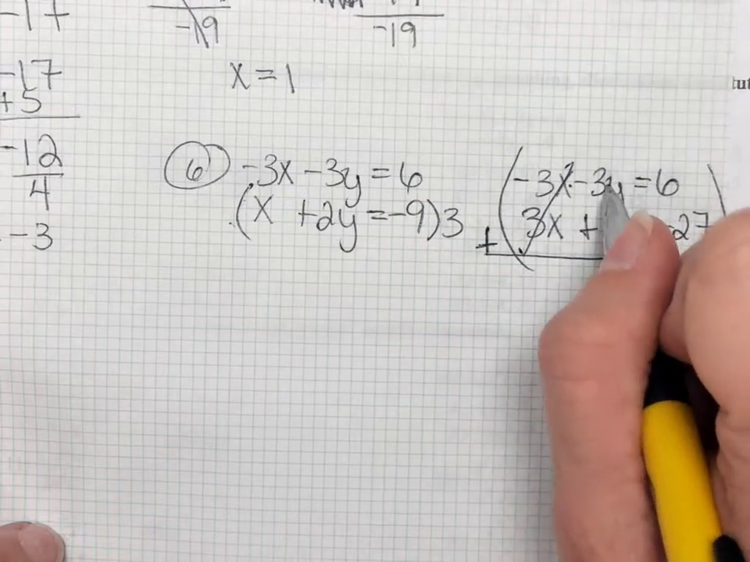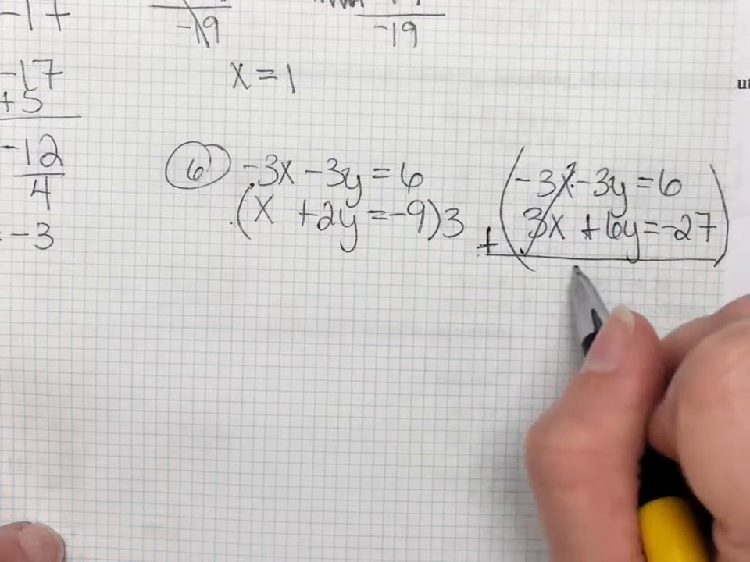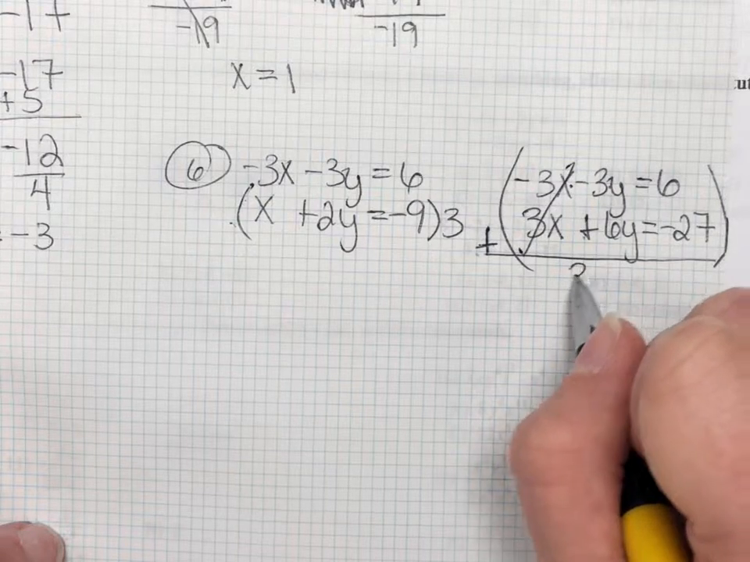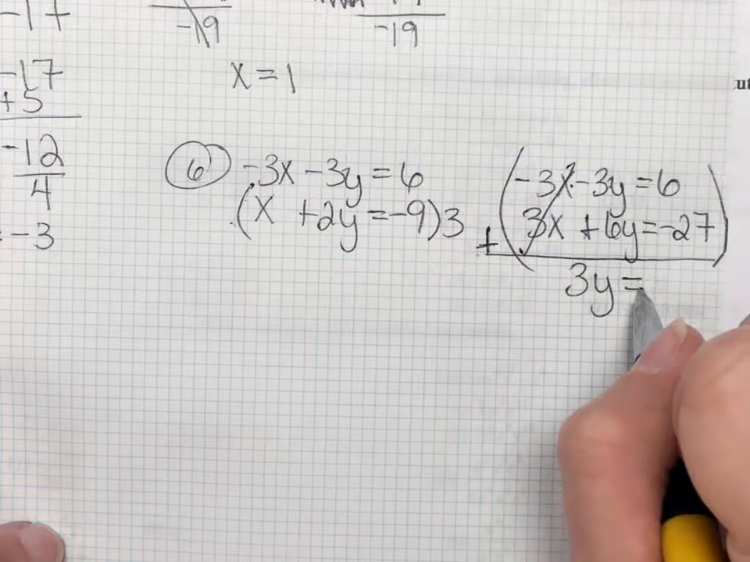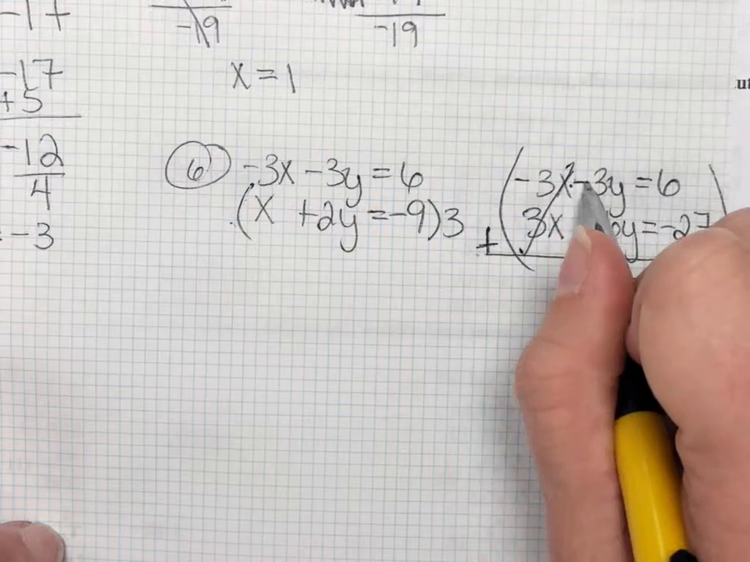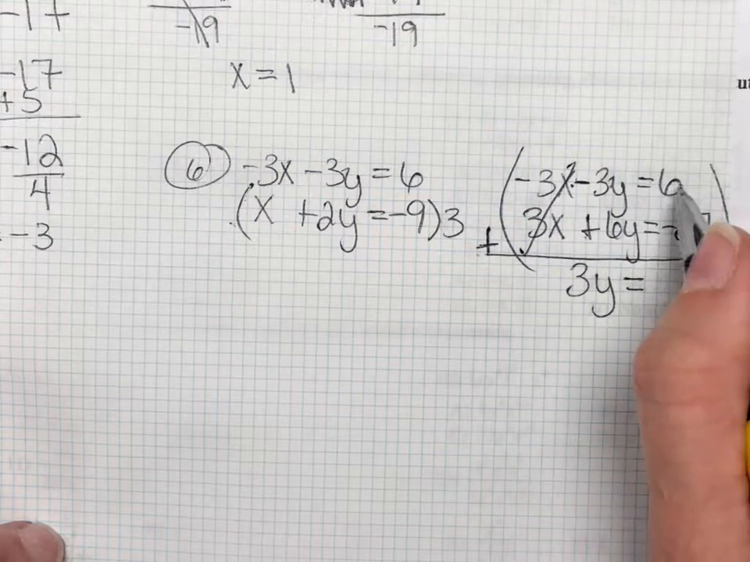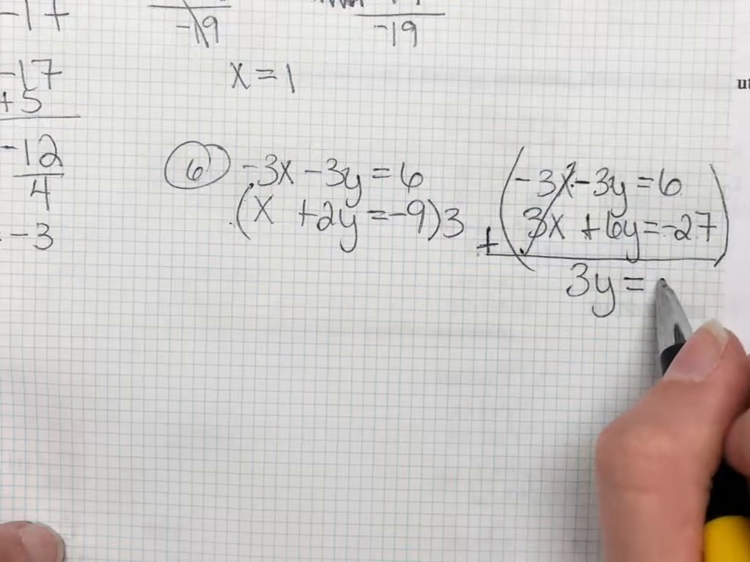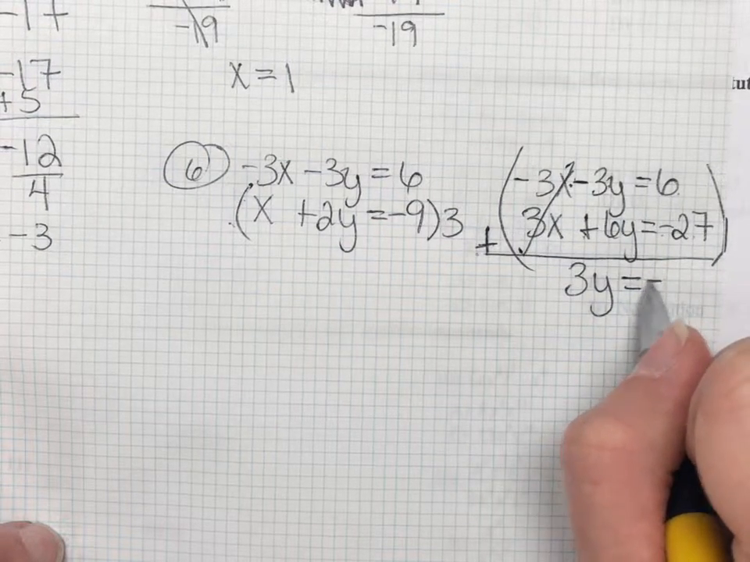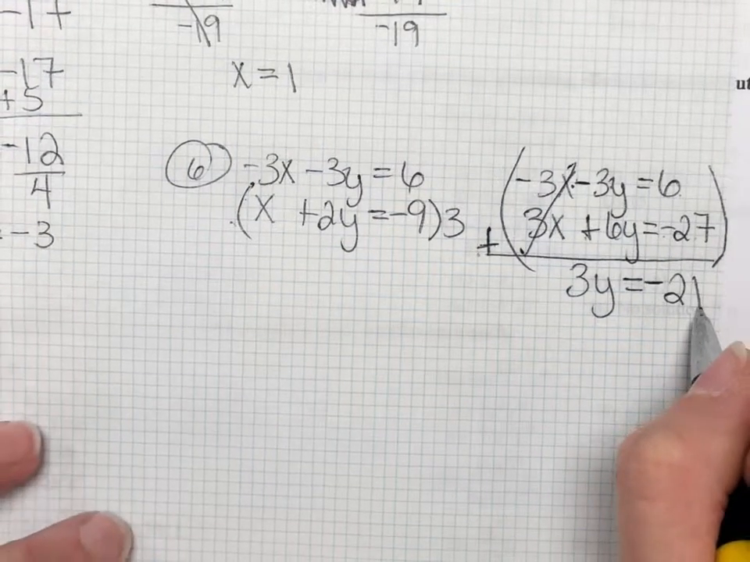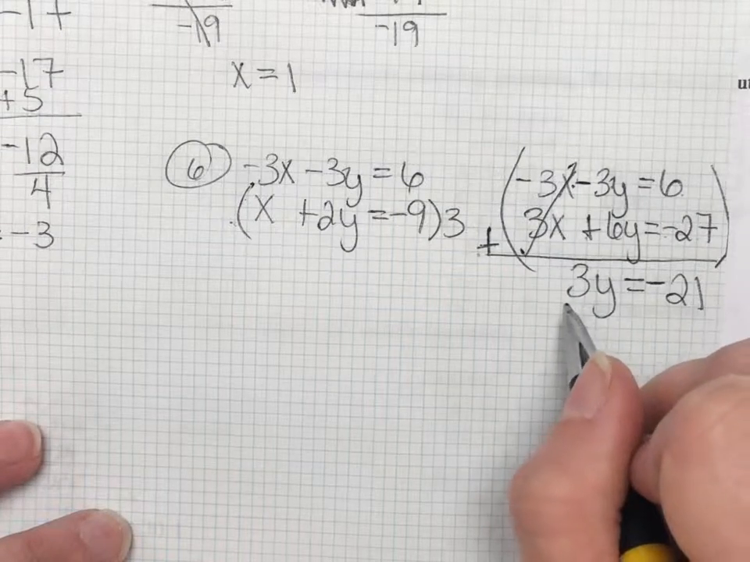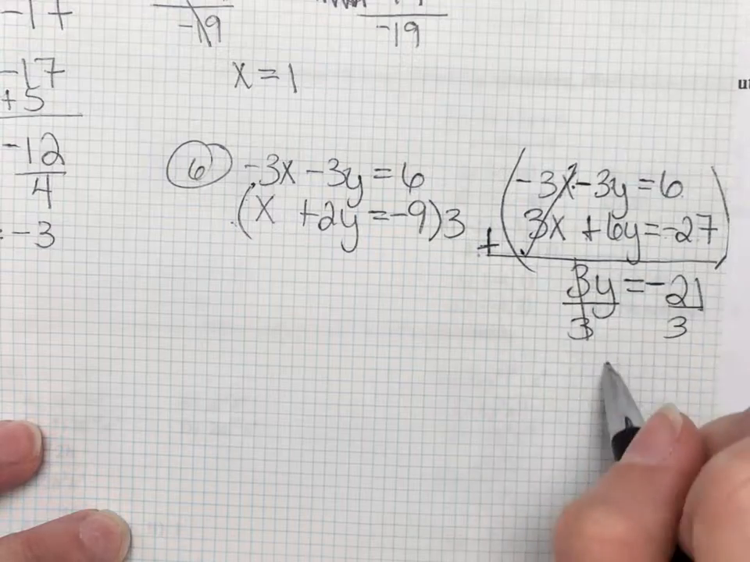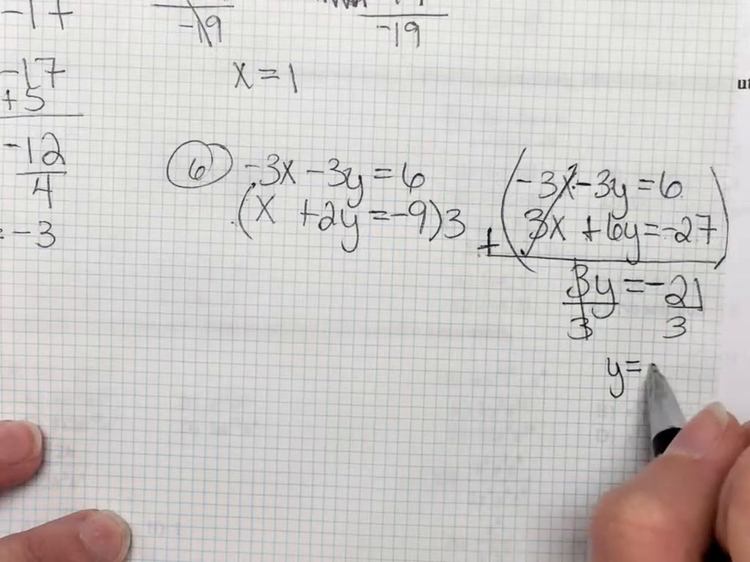Alright, what's negative 3 plus 6? 3, very good. You have to use your calculator. Alright, what's 6 plus negative 27? Negative 21. There you go. Then what? Divide by 3. Very nice. How much? Careful, careful. Negative.